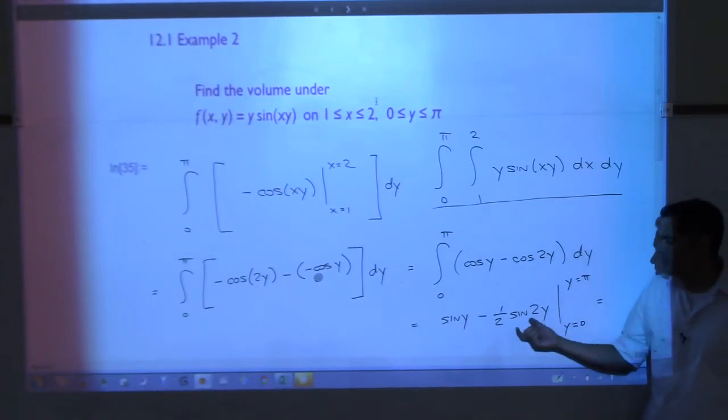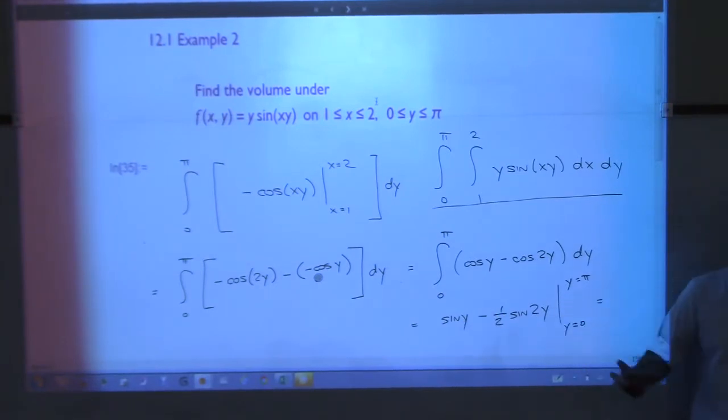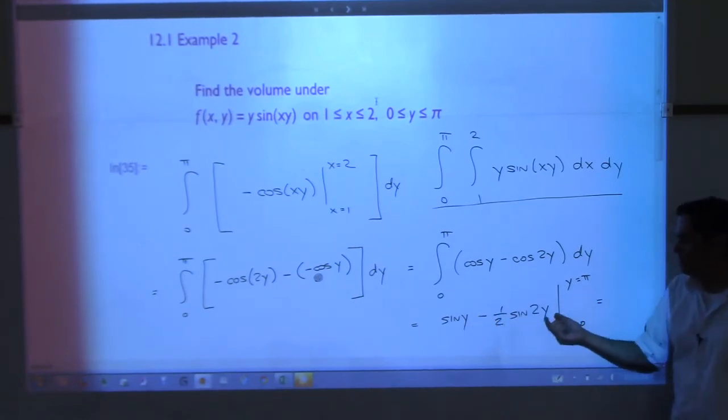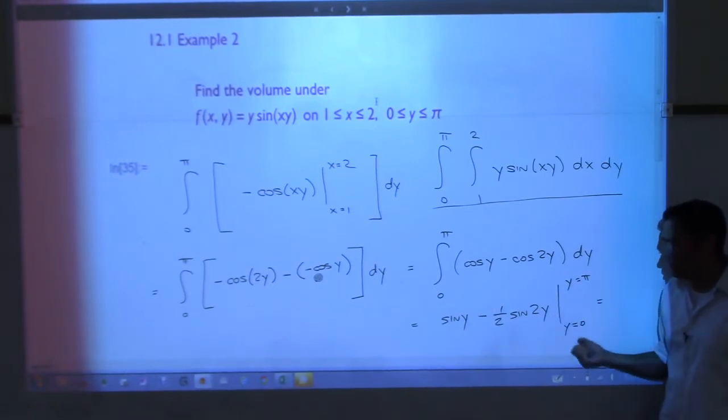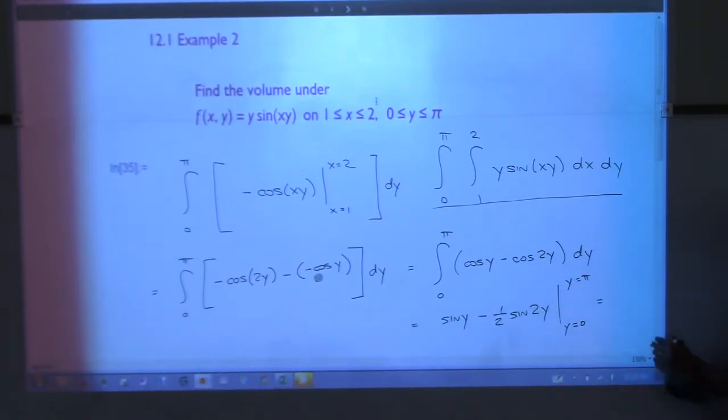Because sine evaluated at any multiple of pi is 0, right? So if I go sine of 0, sine of pi or sine of 2 pi, it's all 0. This is going to give me nothing, right? All for nothing. Which means what? Those volumes canceled.